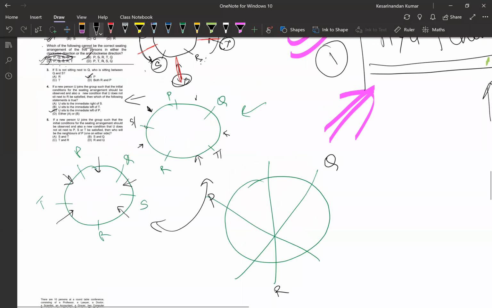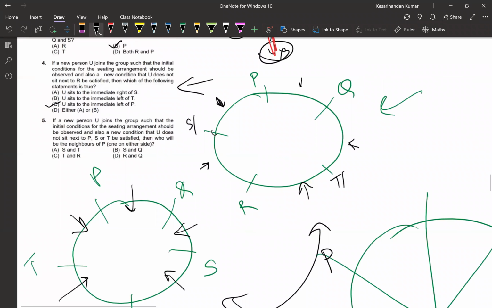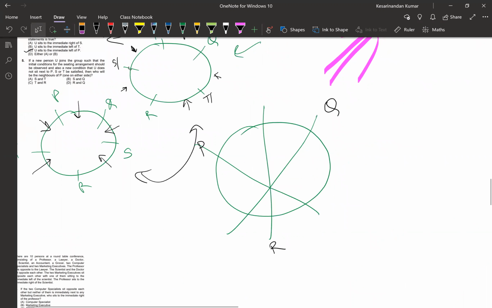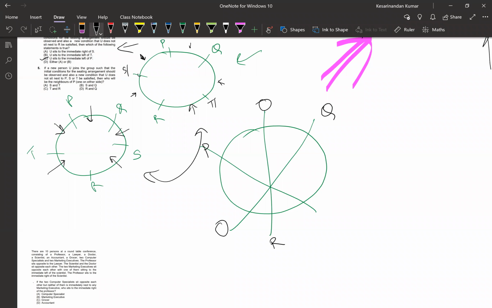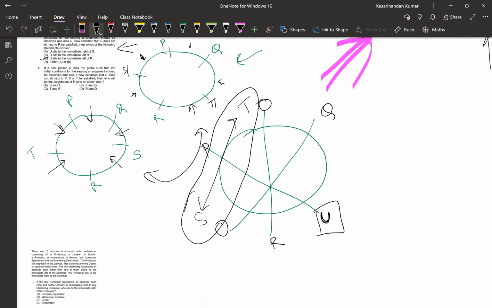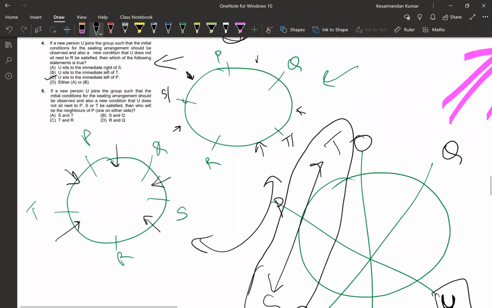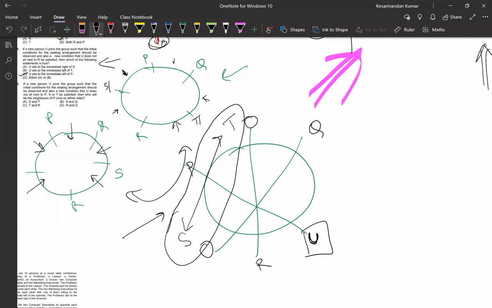Now you cannot be the neighbor of P, S and T. You cannot sit here. Which position is left for you guys? Is this the only position left? I will mark this one. Then the only position left for S and T will be this, which can be interchangeable. Now tell me, according to this diagram, who will be the neighbors of P? S and T. Yes.